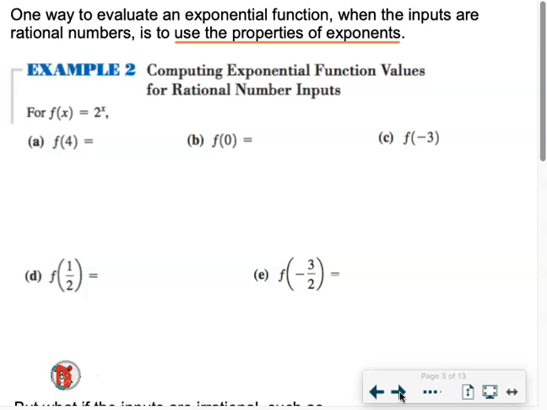And it says find f of 4, which would be 2 to the 4th. And if you didn't want to use a calculator, you'd write it out.